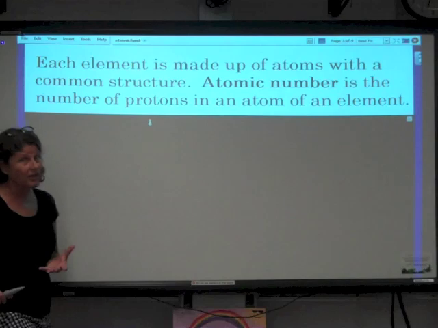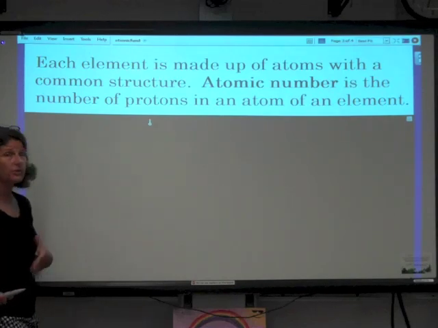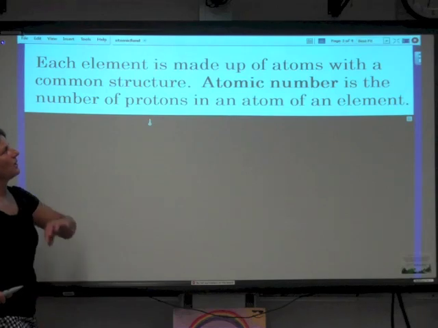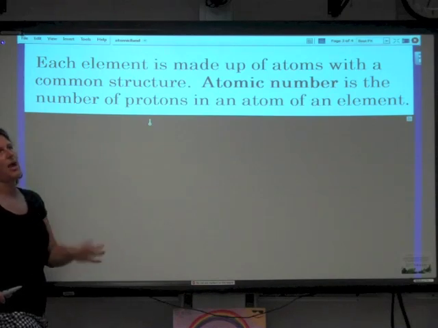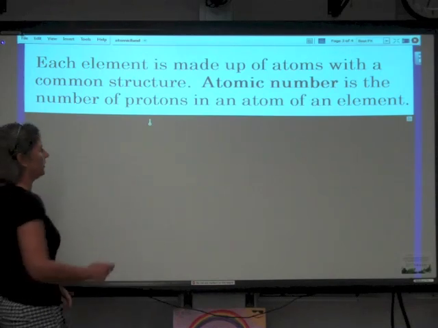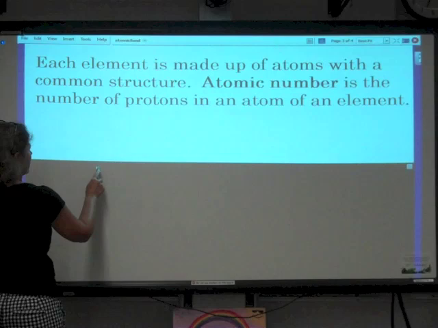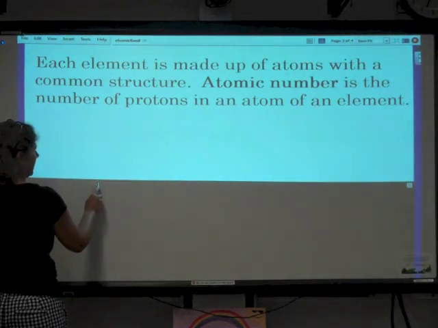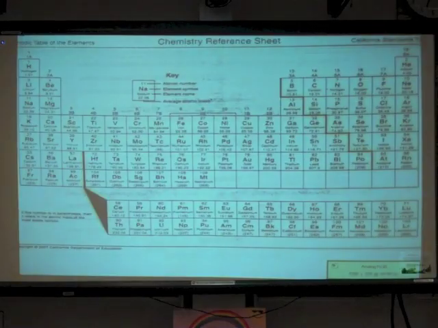Their numbers of electrons can actually vary too, and we'll talk about that in a few days. But however many protons they have, that is really what identifies them as an atom of a particular element. So let's look at the periodic table real quickly and see what I mean.